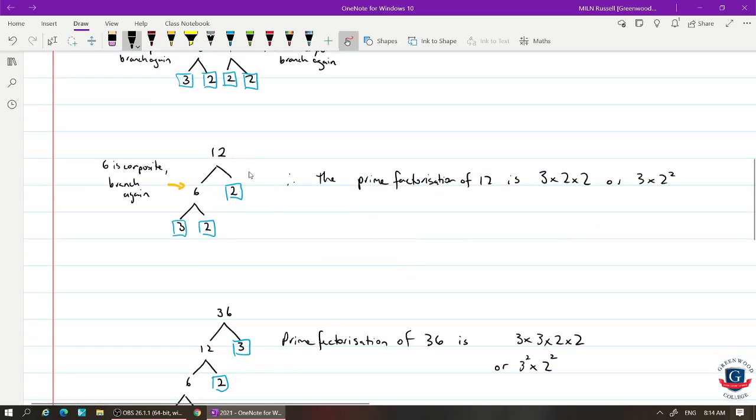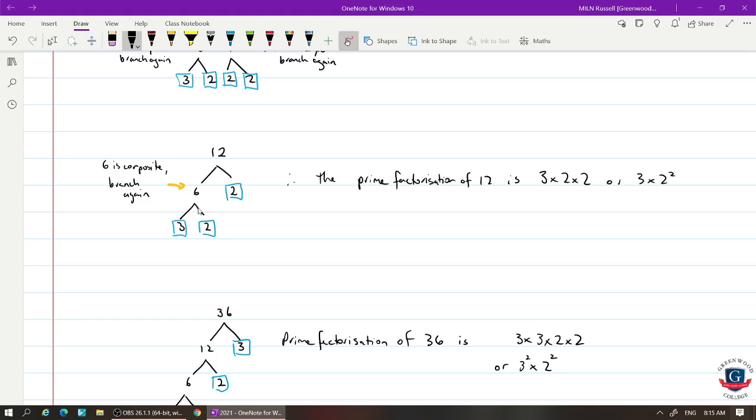Let's have a look at 12. Multiples of 12 are 2 and 6, or 12 can be factorized into a factor pair of 2 and 6. 2 times 6 equals 12. 2 is a prime number. We can put a little square around it. 6 is a composite number. It has factors other than 6 and 1.